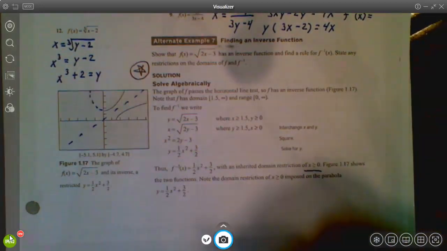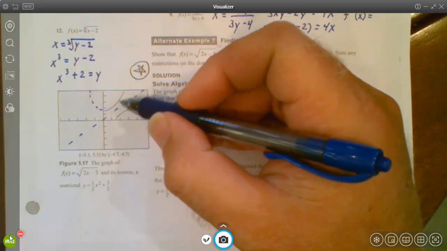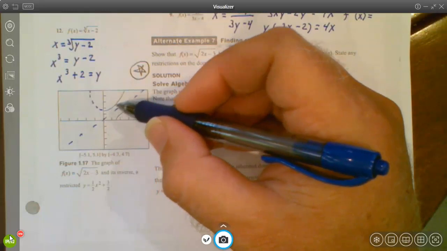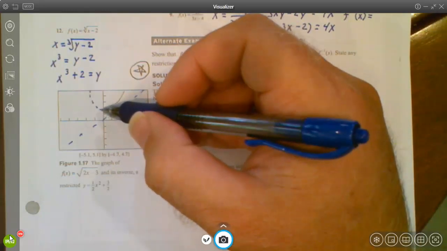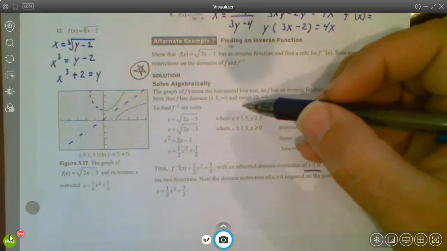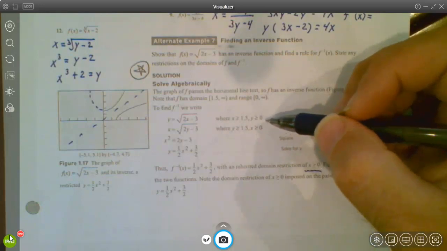So if that's my domain, then I can only graph this part of the parabola, right? Because this is the part where x is greater than or equal to 0. These guys are x's that are less than 0. So we are not allowed to graph this simply because it would then break the rule of what we started with, right?